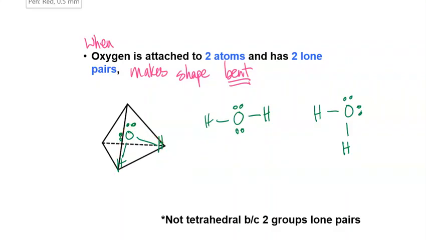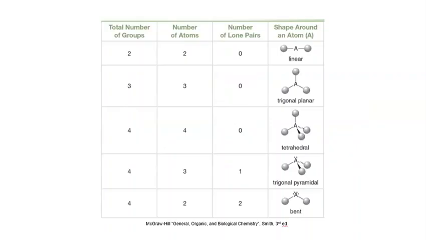So we can see that it has this kind of bent shape. And again, this is not tetrahedral because even though it has 4 groups total, 2 of those groups are lone pairs. Okay, so hopefully your mind is not reeling too far yet. Hopefully this is mostly a review. If not, though, again, please let me know. I have lots of resources that I can share with you.